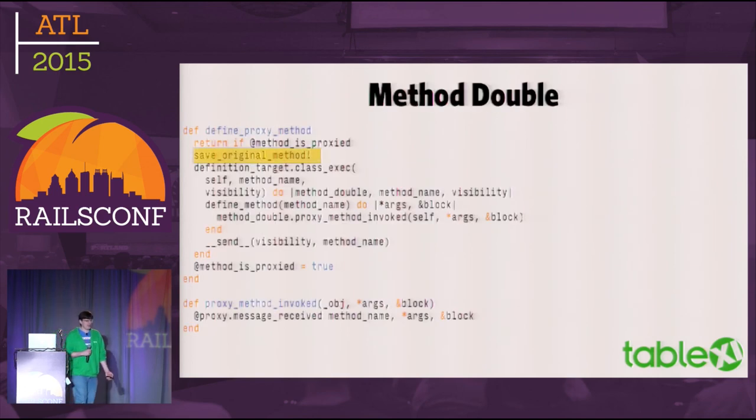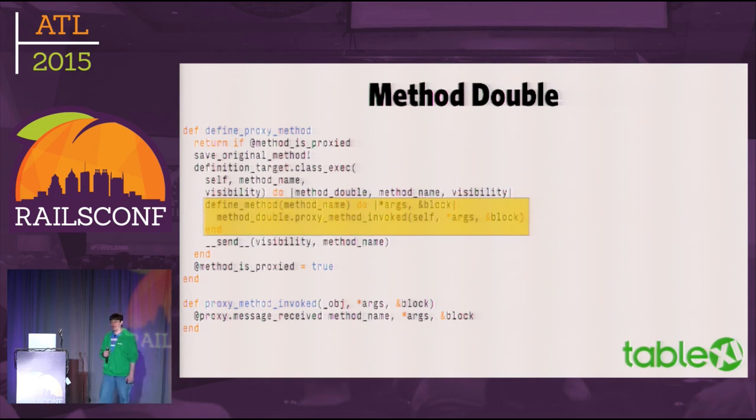And then that method double object holds on to the original method, holds on to a reference to it, and then it uses class exec. In this case, the definition target is the object being stubbed. Class exec gives you the singleton class of that object, and it's basically defining a method to go into that singleton class. That method has the name of the method being stubbed, and the body of it is the method double basically doing whatever you've specified, whether you specified a return value or a block or a couple of various arcane ways that RSpec works.